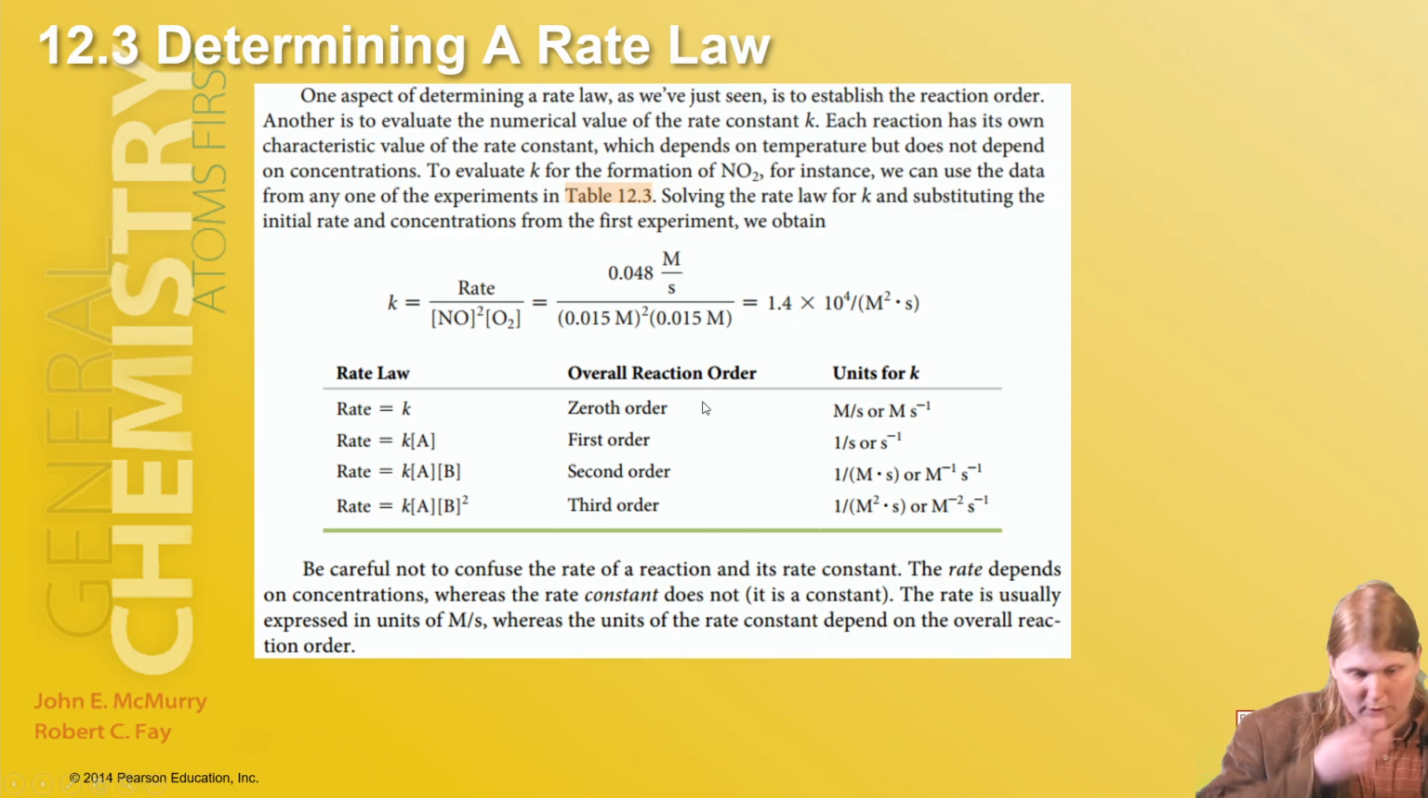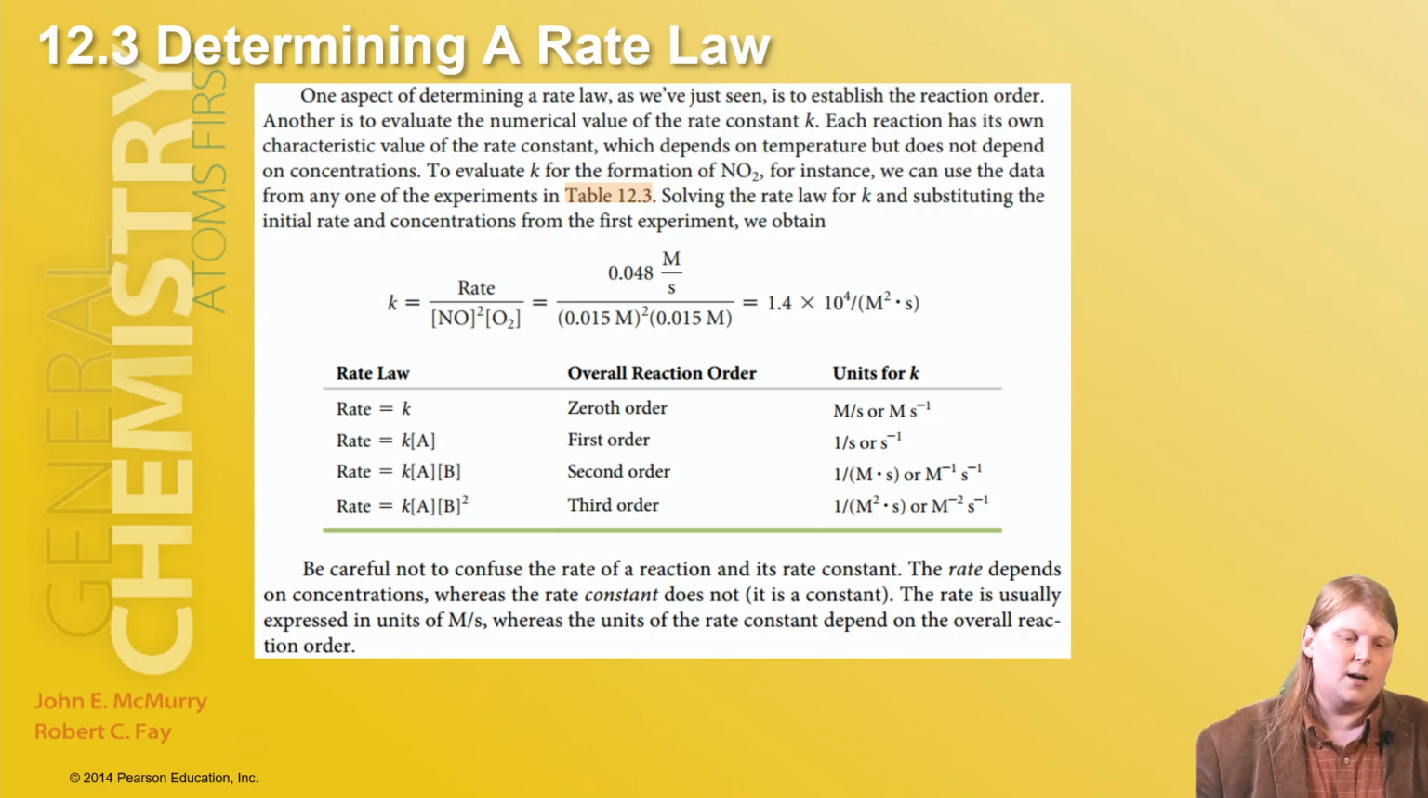They say be careful not to confuse the rate of a reaction and the rate constant. The rate depends on concentrations, but the rate constant doesn't. It's a constant. The rate constant applies some factor to get us the observed reaction rate based on the multiplication of these reactant concentrations.